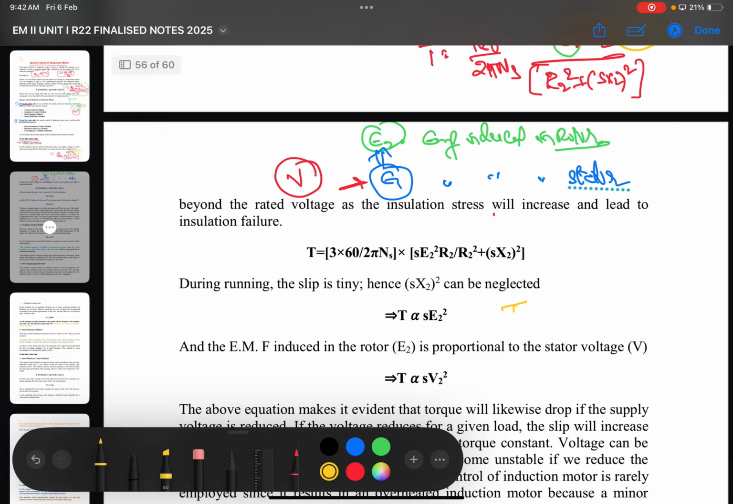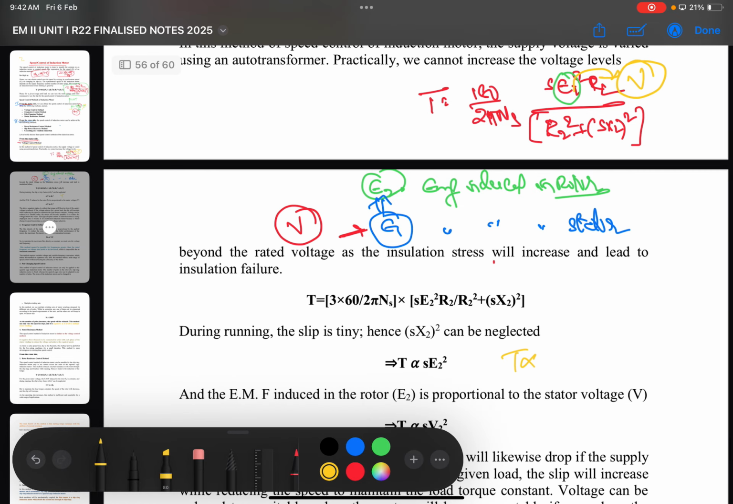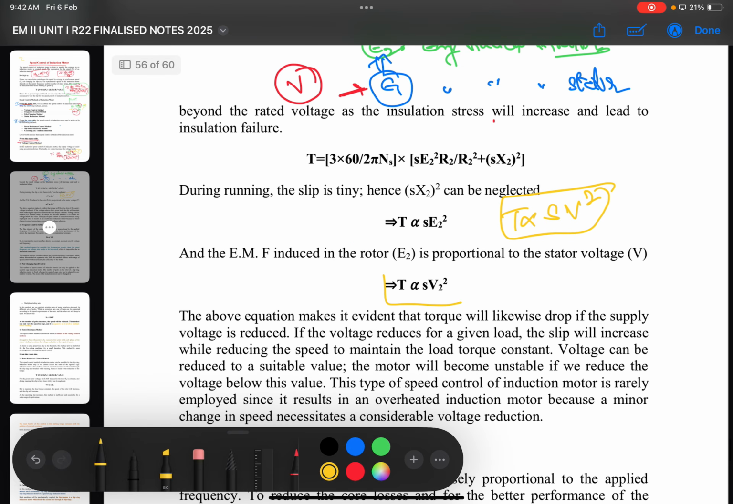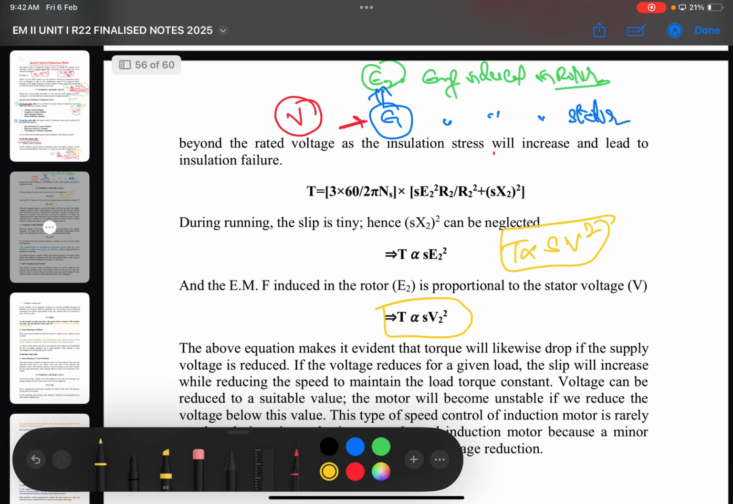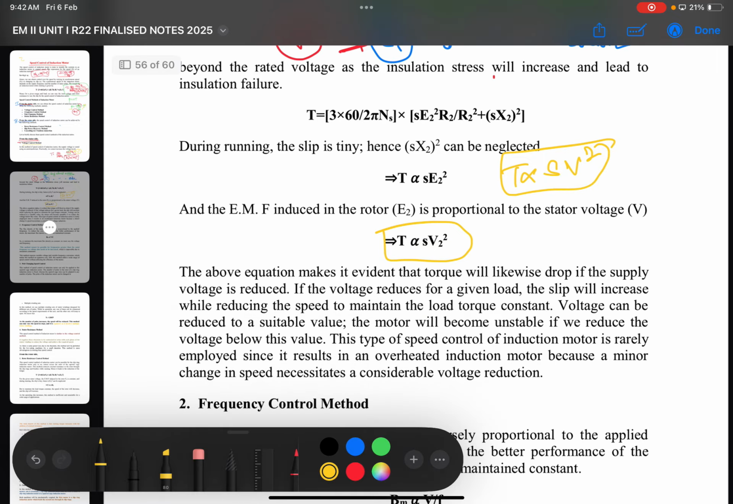So I can conclude that torque is mainly depending upon S into V square. Torque is mainly depending upon S into V square. That means when voltage changes, torque also changes. When torque changes, speed can be varied here.